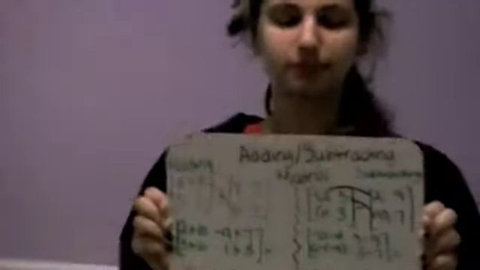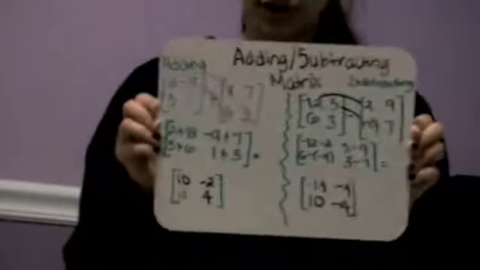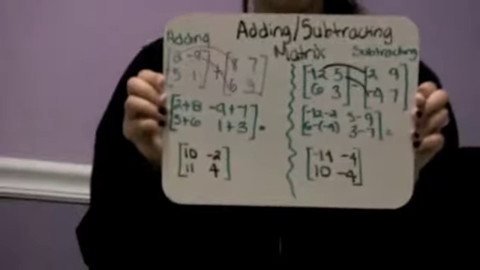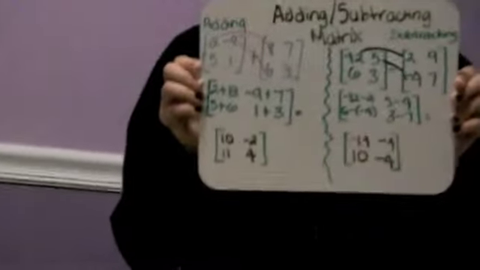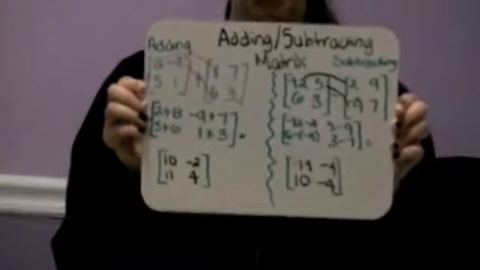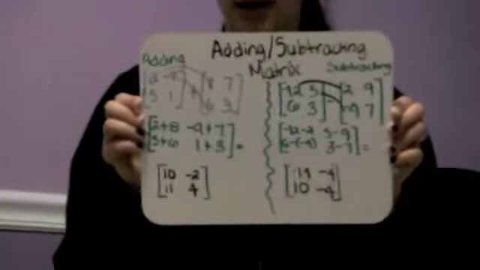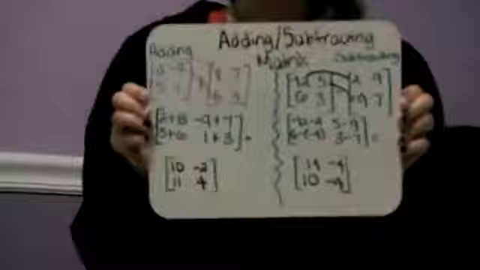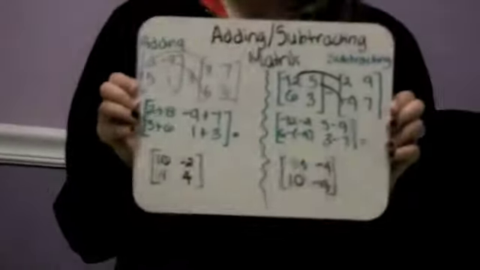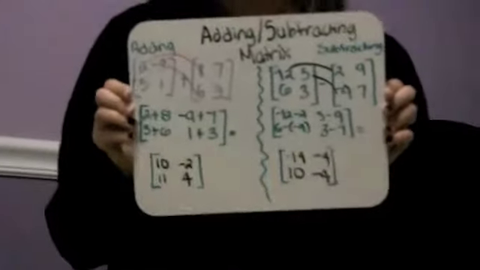Simplify them across as well. Negative 12 minus 2, 6 minus negative 4, 5 minus 9, and 3 minus 7. Your simplified answer would be negative 14, 10, negative 4, and negative 4. This is how you do adding and subtracting matrices. To check them again, make sure you have the right dimensions. That's how you are able to do it.